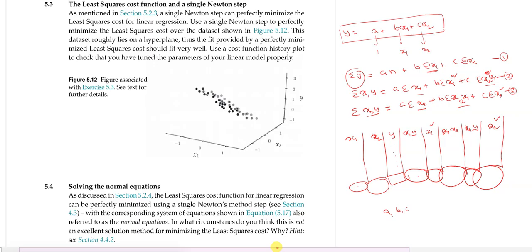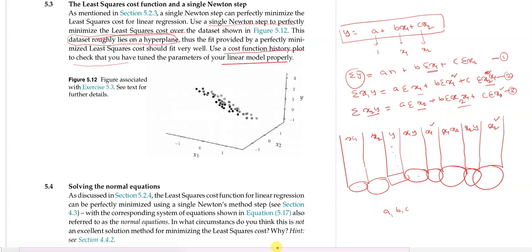So a single Newton step can minimize the least squares cost for linear regression. Using a single Newton step, we perfectly minimize the least squares over the data set. Here the data set is also given. The data set roughly lies on a hyperplane. The fit provided by the perfectly minimized least squares cost should be a very good fit. Check the cost function history plot to confirm that you have tuned the parameters of your linear model. So like this we may compute numerically.